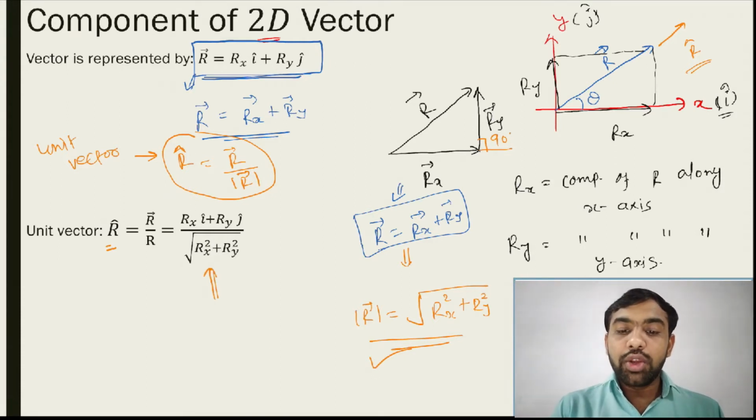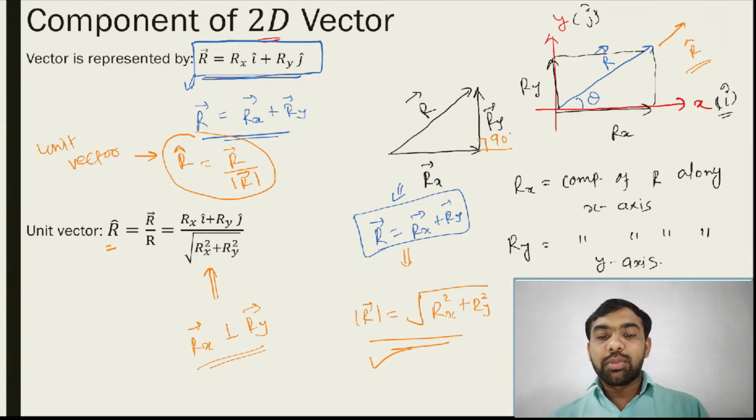Why is this the magnitude? Because Rx is perpendicular to Ry. Rx is in the x direction, Ry is in the y direction, so the angle between them will always be 90 degrees. The angle between x and y is always 90 degrees. So this is the simple representation of a 2D vector.